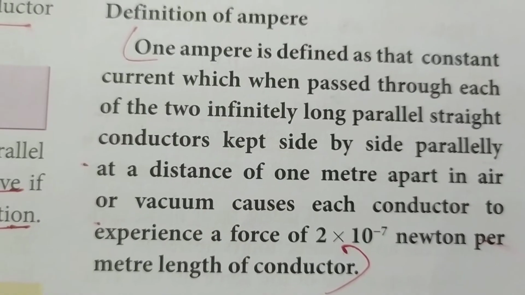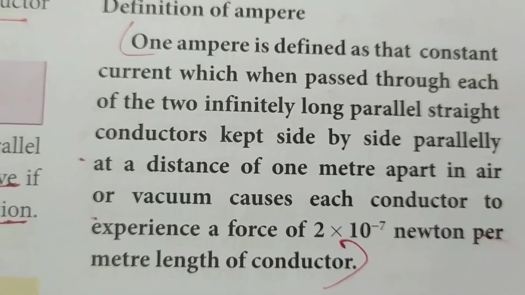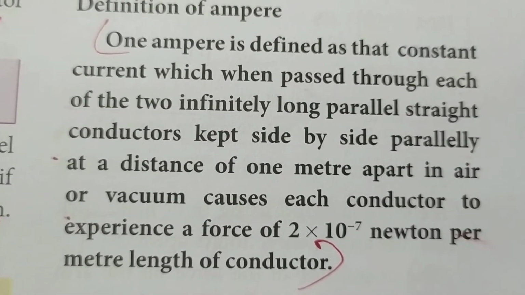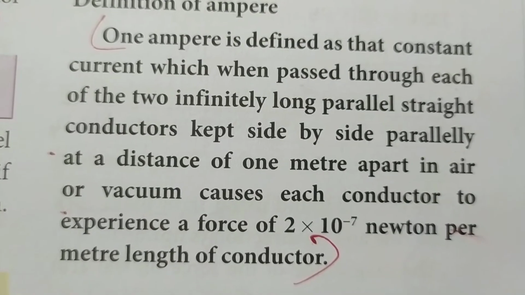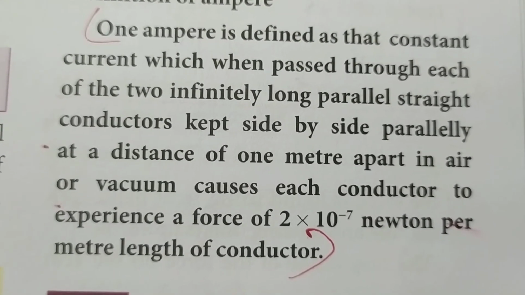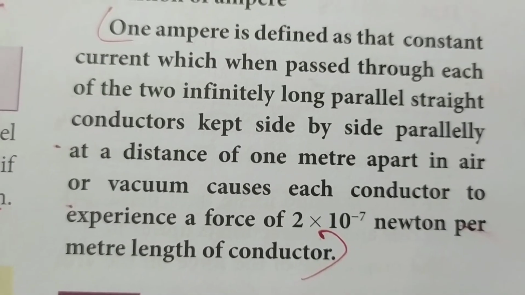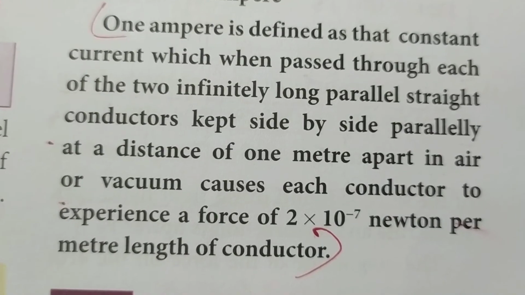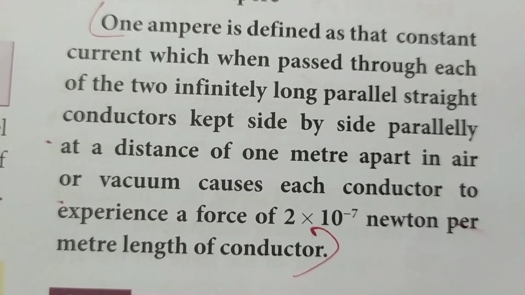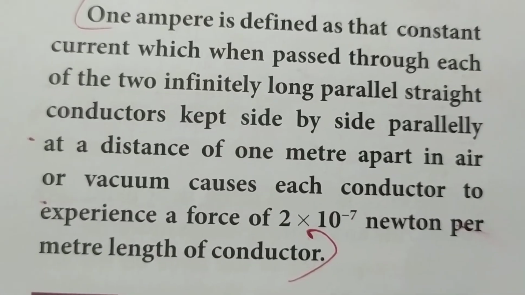When this force is produced, that constant current is called 1 ampere, and there are some conditions: the conductors are kept side by side parallel, at a distance of 1 meter apart, in air or vacuum. In such a case, if the force is 2 into 10 power minus 7 Newton per meter length, then you can say that the current passing through the conductor is 1 ampere.